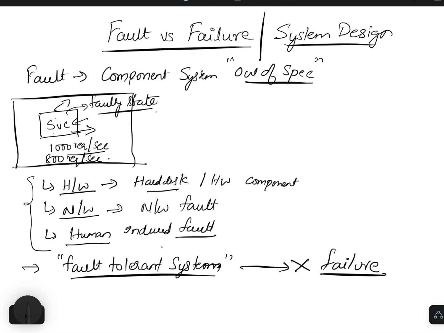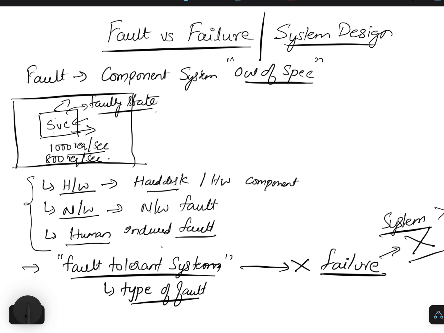The term failure means the system becomes non-responsive for any of its requests. It will not be able to deliver or give a response for any of its requests. It will be completely unresponsive. There are different ways with which we can tolerate a fault, depending upon the type of fault we want to tolerate.